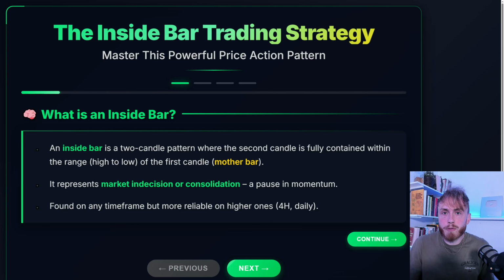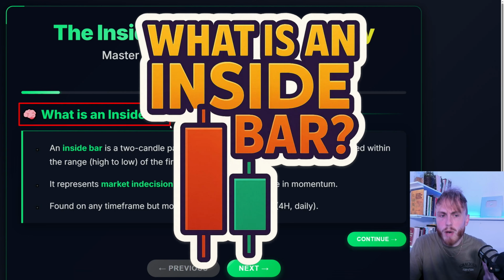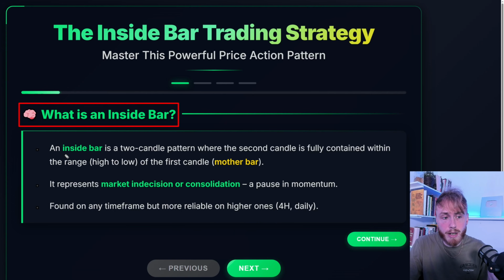But right, so before we can start trading using the inside bar, we of course first need to learn what an inside bar is in the first place. And this is actually very simple. An inside bar is a 2-candle pattern where the second candle is fully contained within the range, so within the highest and lowest point of the first candle. The first candle is called the mother bar.